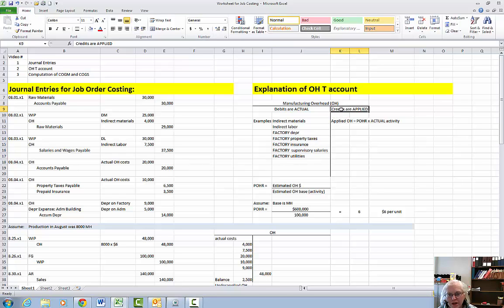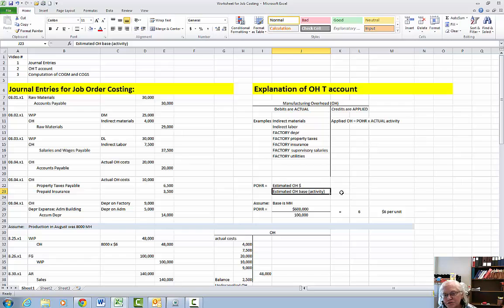Okay, and then the credits represent the applied overhead, and the formula for getting that is to take the predetermined overhead rate times the actual activity. So I guess your next question is, what the heck is a predetermined overhead rate? It is a rate that's determined before you ever do any work during the year. You make an estimate of how much overhead actual dollars you think you're going to spend during the year, and you divide it by the estimated overhead base, which is your activity level for the year.